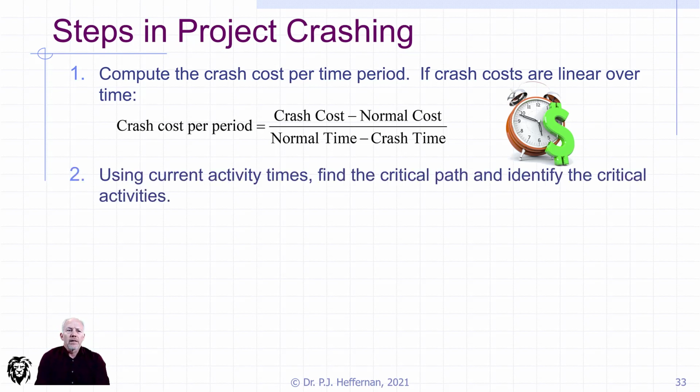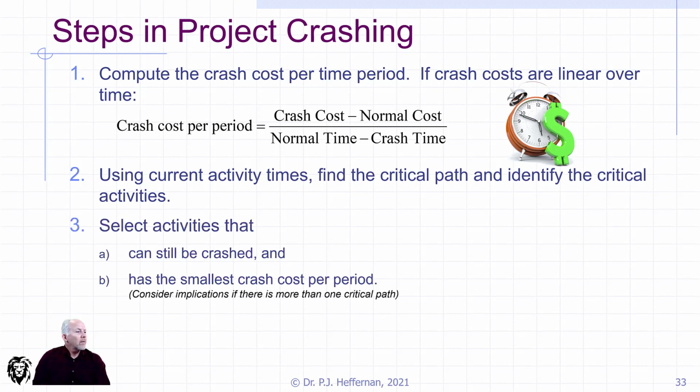And then using the current activity times, we're going to find the critical path and identify those critical activities so that we know which activities we're playing with in order to try to save time. We're going to select from those activities the ones that can be crashed and have the smallest crash cost per time period. Now, one of the things to consider is that if you have more than one critical path running in parallel, you have to shorten both paths in order to shorten the project time. So that also has to be considered in selecting which activities you're going to try to crash.